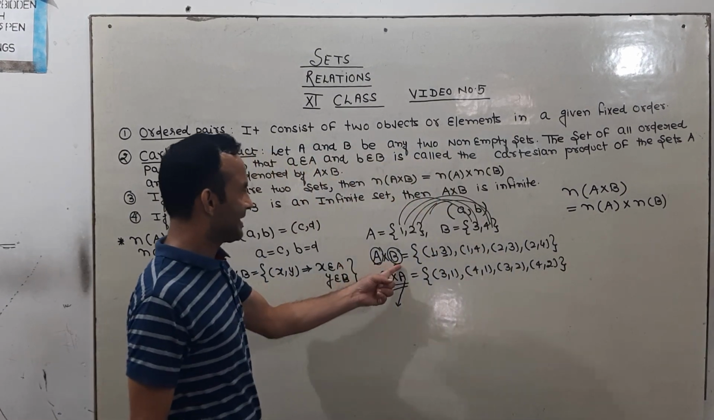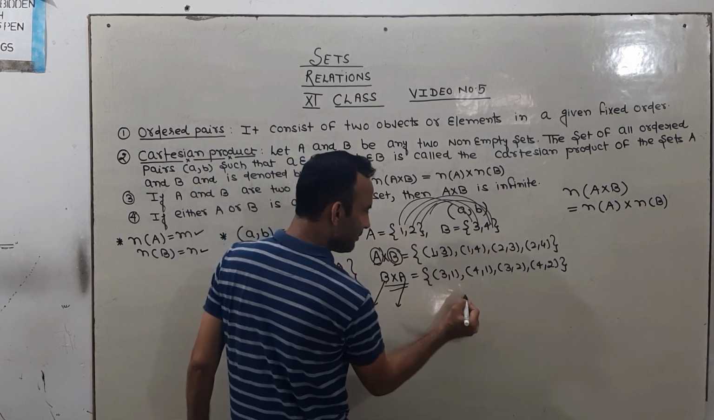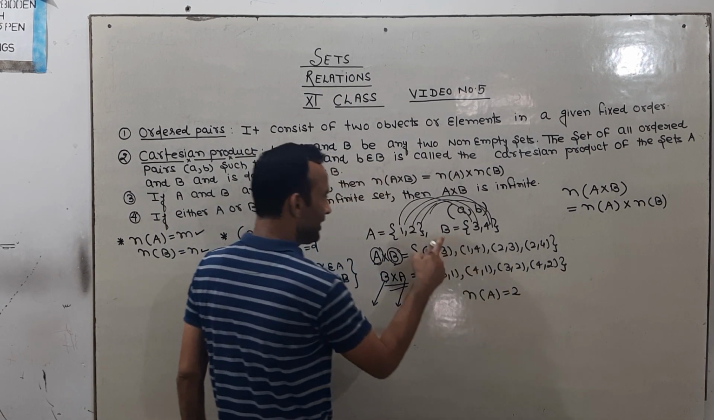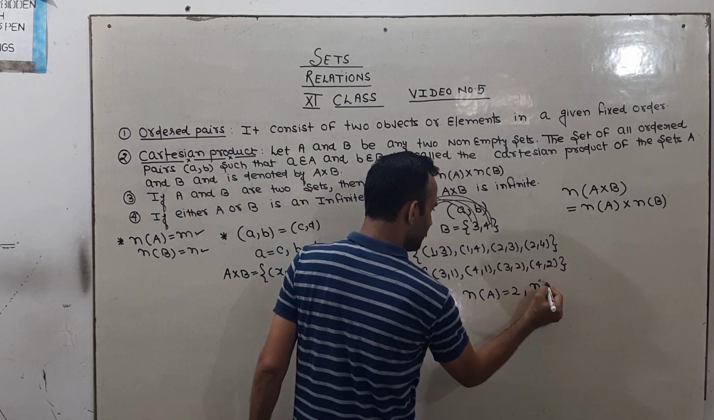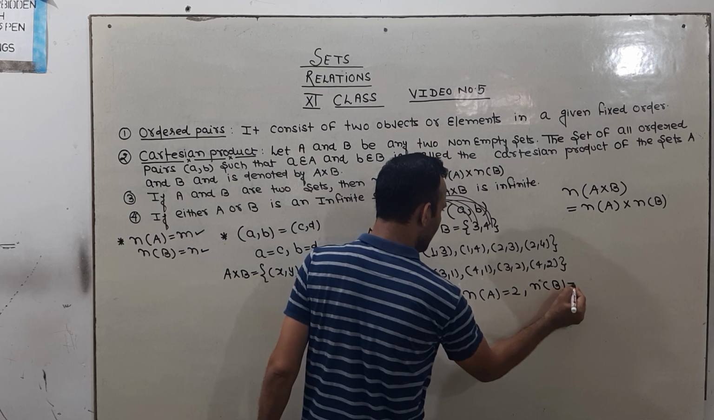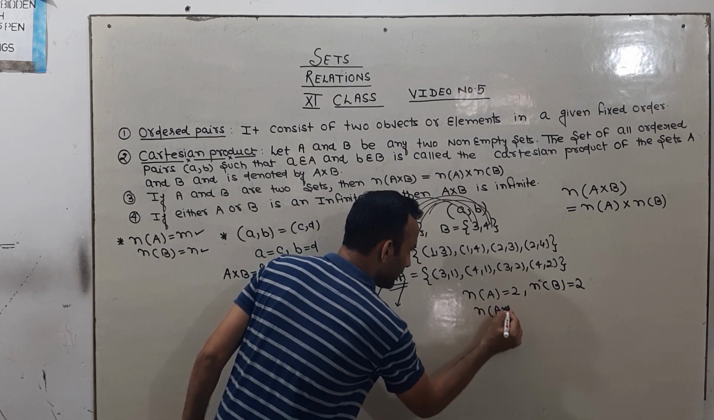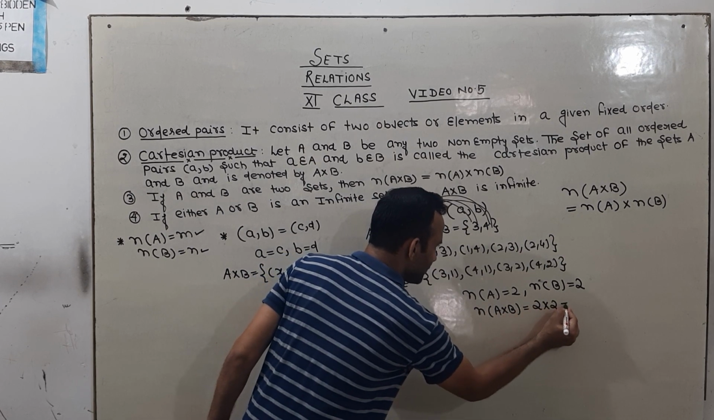Now you can see this example. Here you can see the set A consists of 2 elements, means the cardinal number of set A is 2, and here the cardinal number of set B is 2. So the cardinal number of A cross B is 2 into 2, which is equal to 4.